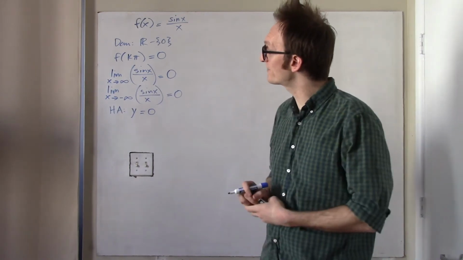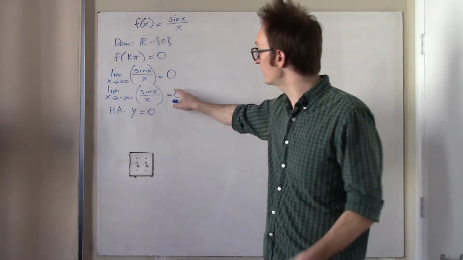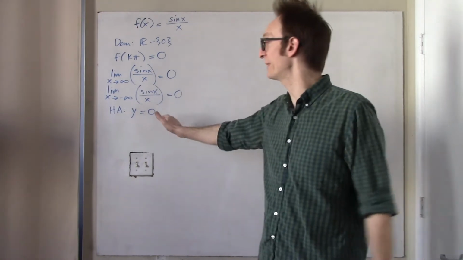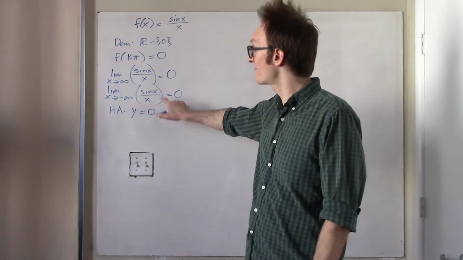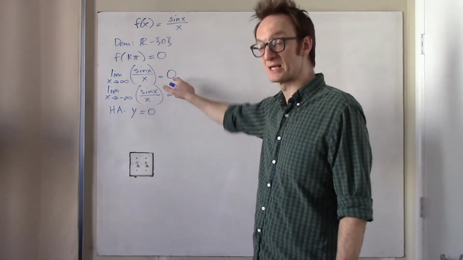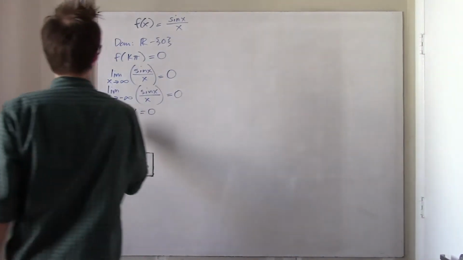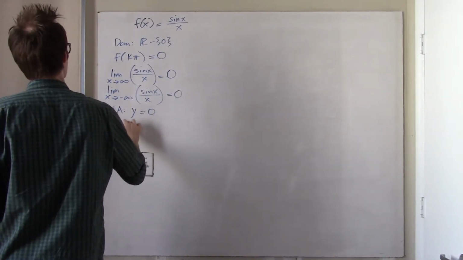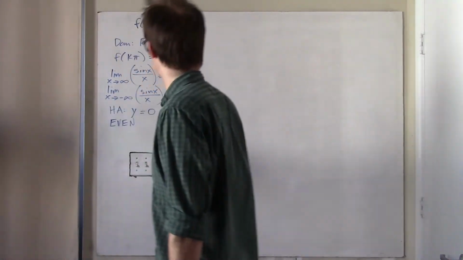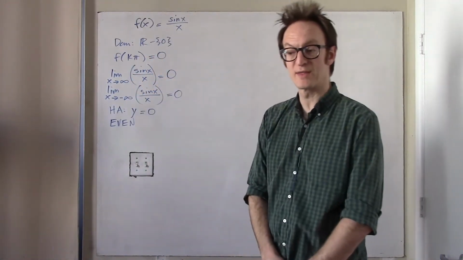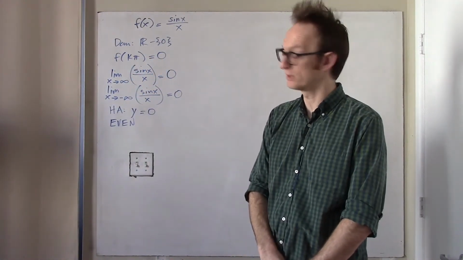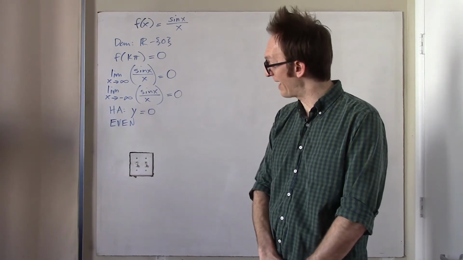I could have sort of saved a little bit of work here. I don't even need to really talk about what's happening as x goes to negative infinity, because I already know what's happening as x goes to infinity. And another thing to observe about this function is that it is even, because both the numerator and the denominator are odd, so the negatives cancel after you pull them out.